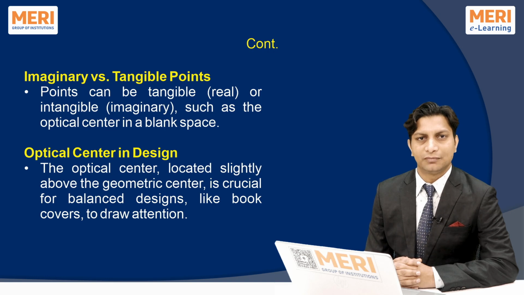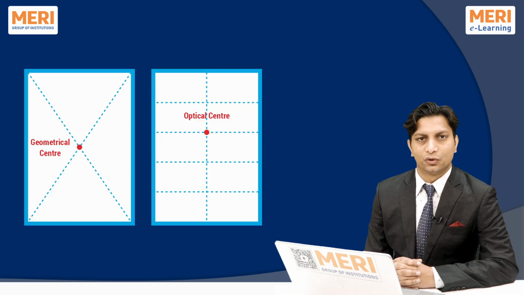When we look at a blank space, we don't see the entire space at once. Instead, our eyes naturally focus on a specific spot, known as the optical center. This point is slightly above the geometric center of the space. To be more precise, if we divide the space horizontally into 5 equal parts and vertically into 2 equal parts, the optical center is located at the intersection of these divisions.